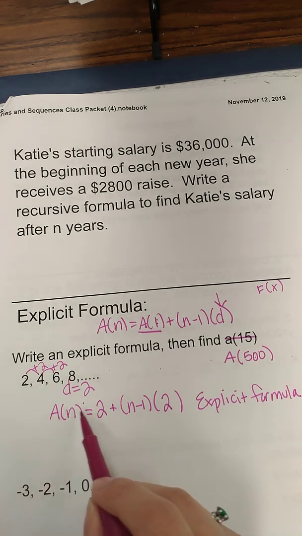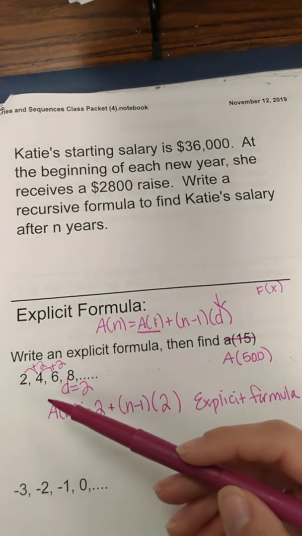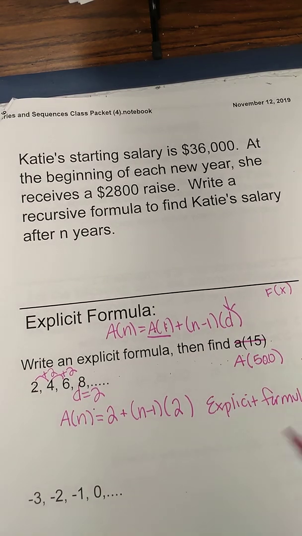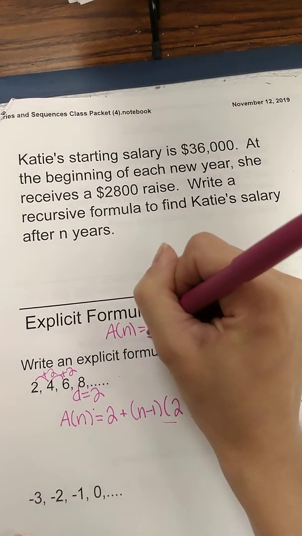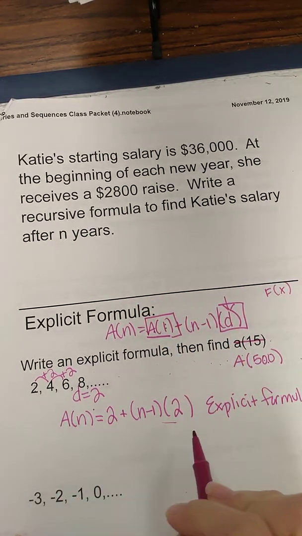Now, this formula I can use to find any number in the sequence that I want. I could find the 500th term, which we're going to find. I could find the 150th. I could find the 60th. I could find the 700th without having to sit here and go plus 2, plus 2, plus 2, plus 2, plus 2. Basically, when you set up this formula, all you need to know is the first term and the common difference. Then your formula is set up.